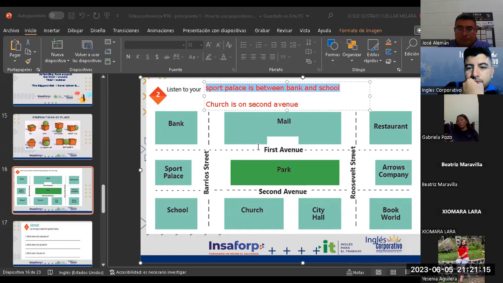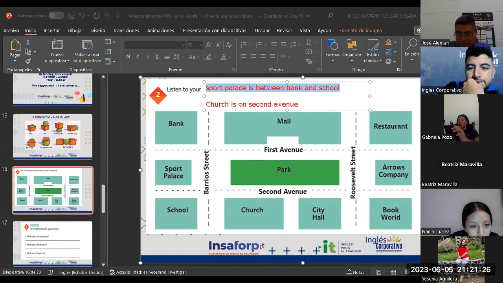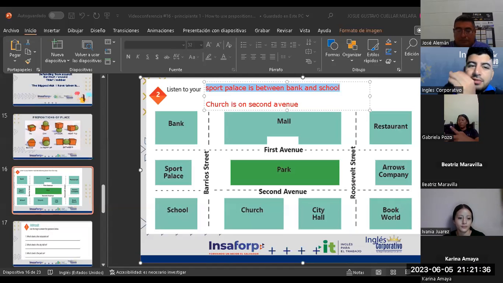The restaurant is front of the company. Mm-hmm. Ivane and then Karin. The restaurant is on Roosevelt Street next to the mall. Mm-hmm. Very specific. Eso fue bastante específico, okay? There's a Roosevelt next to. Thank you, Vania. Okay. Hola, Karen.